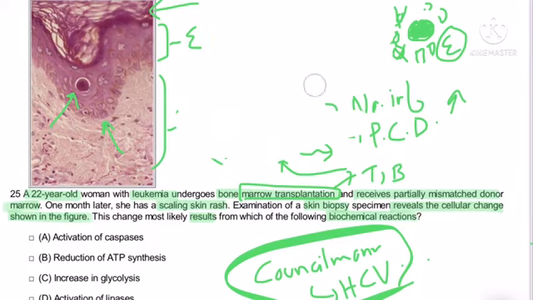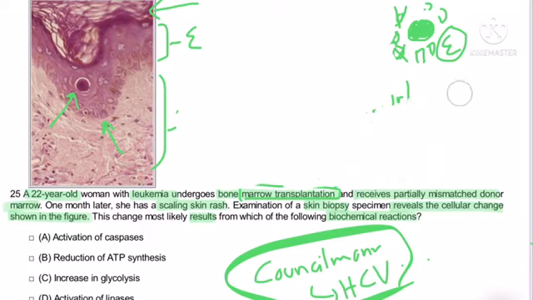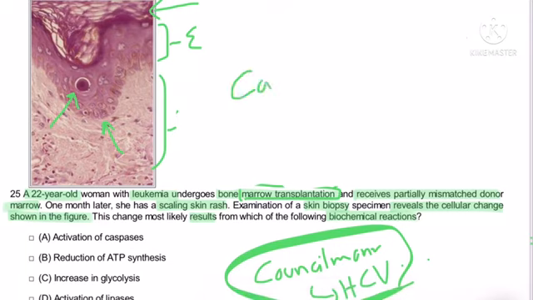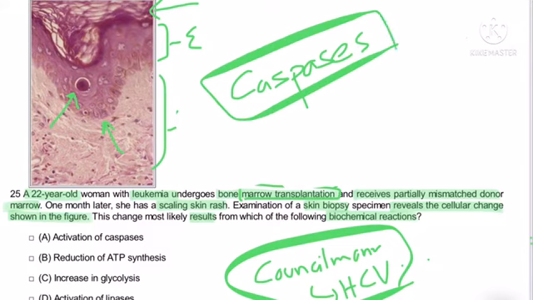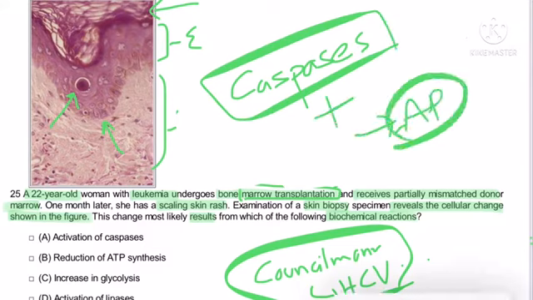The apoptotic pathway needs certain enzymes for the initiation of apoptosis, and those enzymes are called caspases. So caspase activation leads to apoptosis. Now try to find the answer. Activation of caspases is the answer to this question.